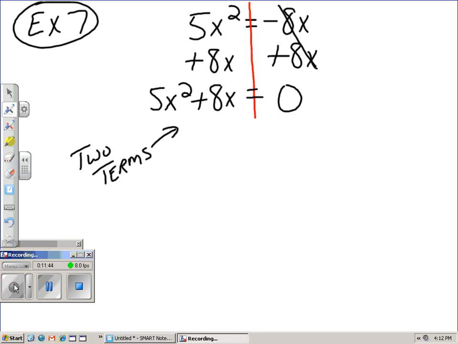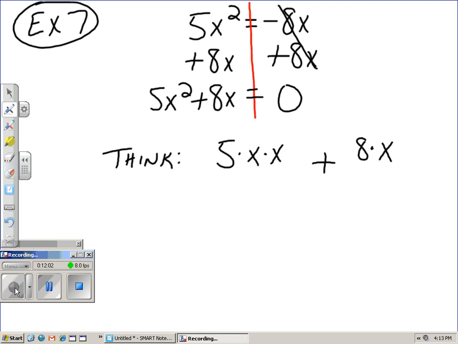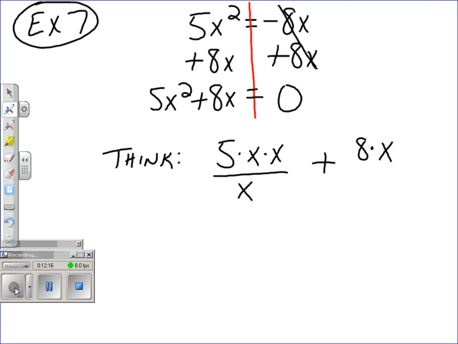Notice this expression only has 2 terms, and sometimes when you have 2 terms, instead of breaking it into 2 parentheses equals 0, it's easier to look at them and see if they have something in common that we can factor out, or that we can divide each one by. So what I like to tell students is think of 5x squared as 5 times x times x, and think of 8x as 8 times x. Now looking at both of those in their expanded form, what do they both have in common? What do you see that they both have that we can factor out? And I see that we could actually divide each of these by that x they have in common.